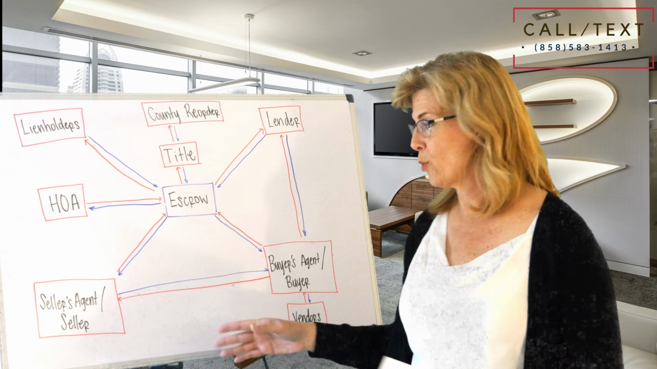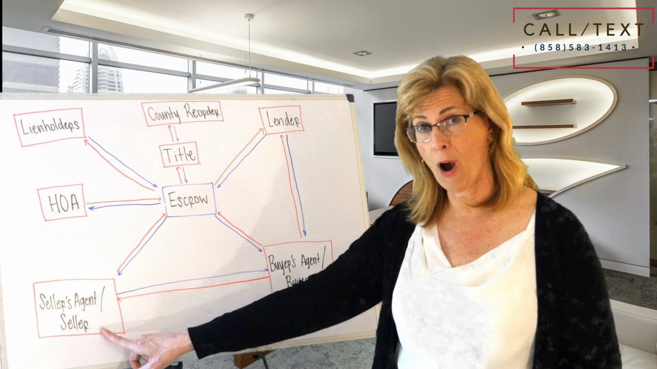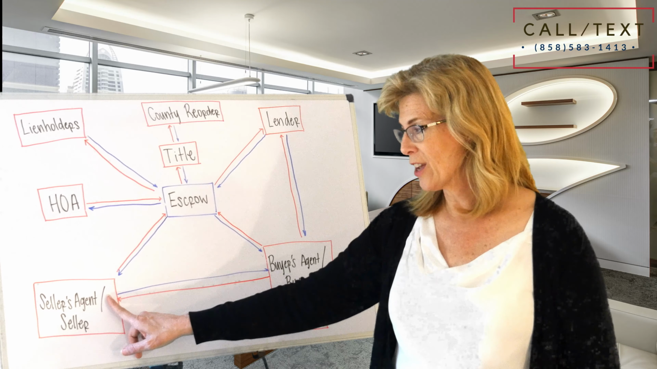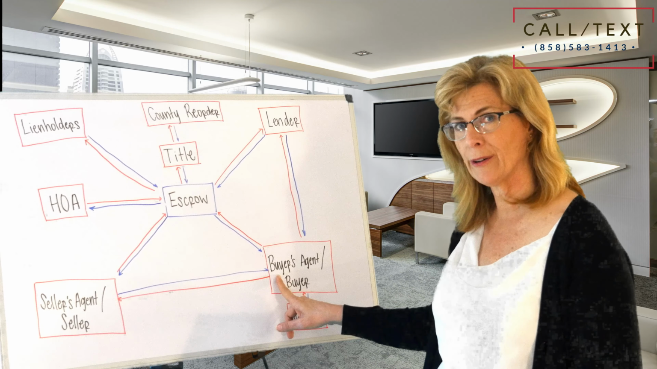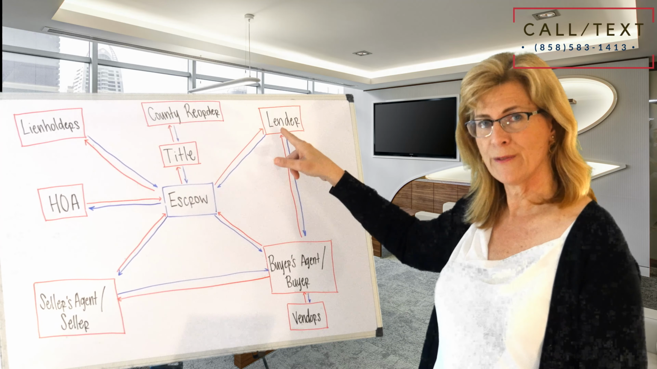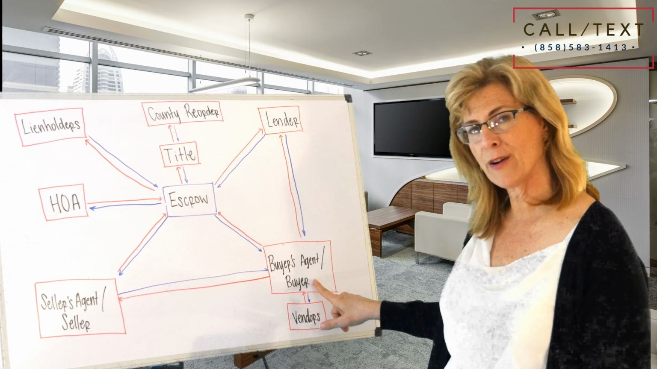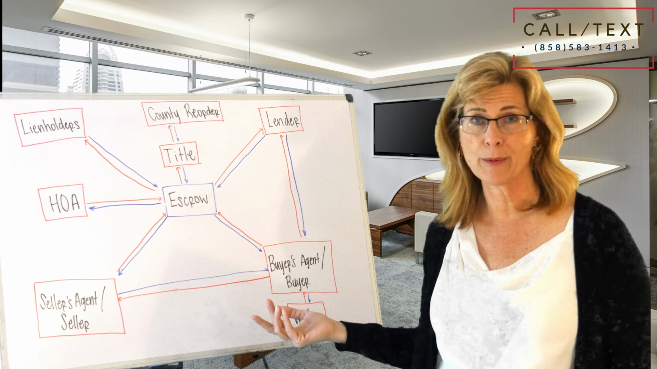The very first one, of course, is a buyer's agent will send over to the seller's side an offer that will then get signed and accepted. That's that blue arrow coming back. And the buyer's agent will send to the lender the fully executed agreement, and the lender will then request to the buyer additional documentation if they don't already have it.